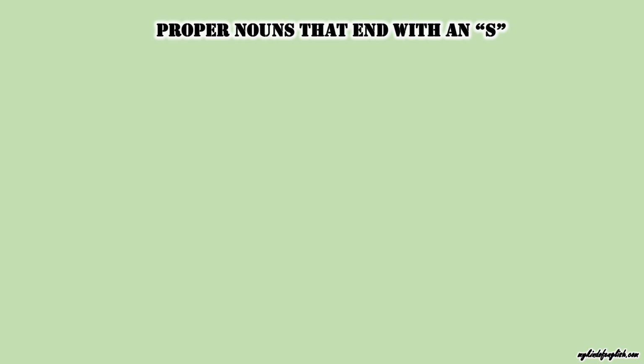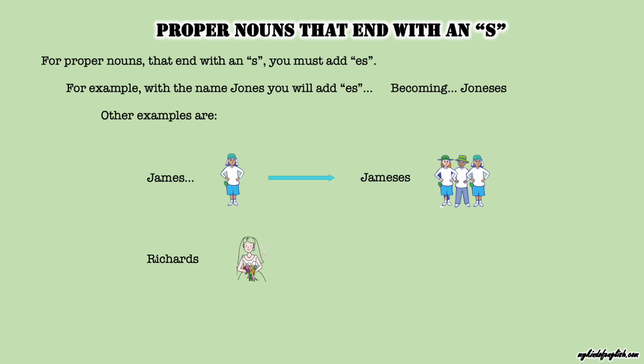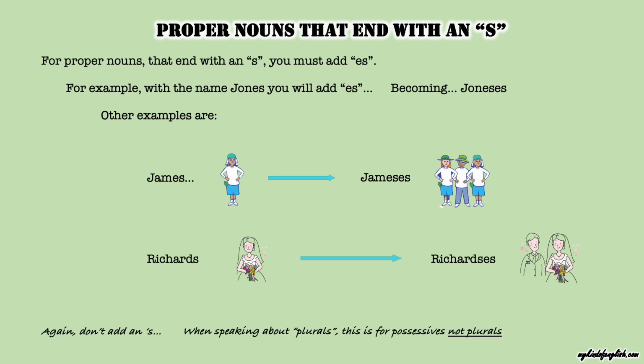Proper nouns that end with an S. For proper nouns that end with an S, you must add ES. For example, the name Jones, you will add es, becoming Joneses. Other examples are James becomes Jameses, Richards becomes Richardses. Again, don't add apostrophe s when speaking about plurals. This is for possessives, not plurals.